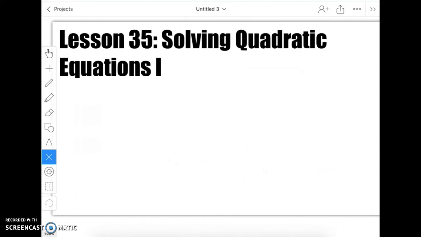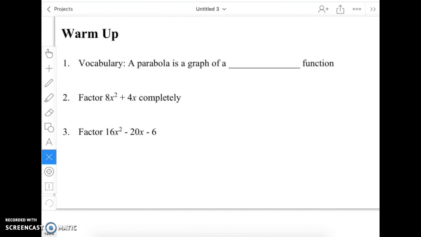Okay, class. Today we are going to look at lesson 35, which is solving quadratic equations 1. It will be the first of a two-part kind of lesson. Going right into it, our warm-up.